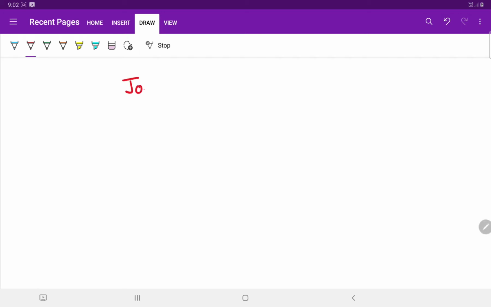So we shall be creating a difference between the journal and ledger here.